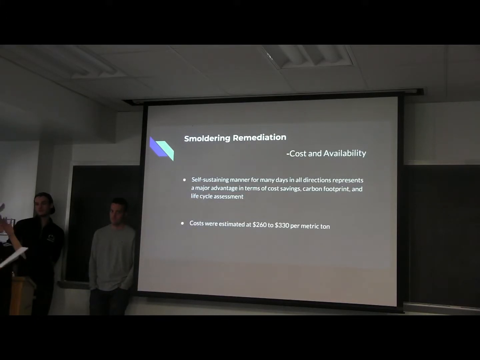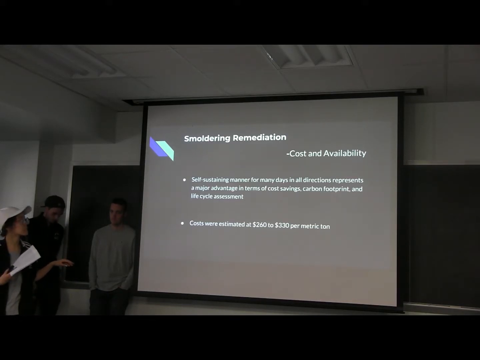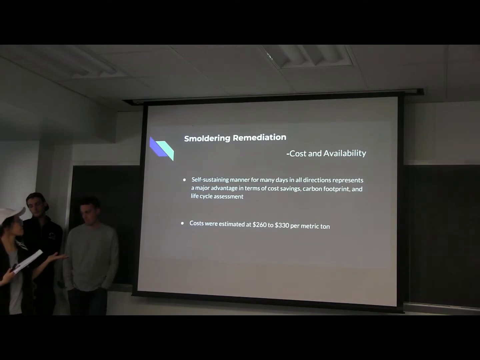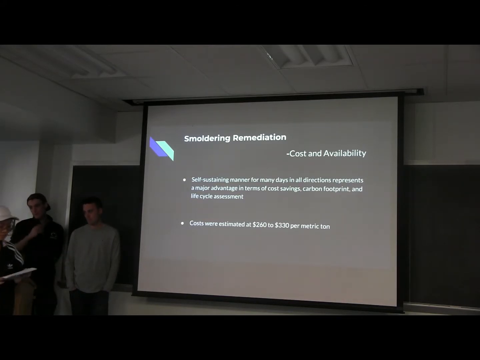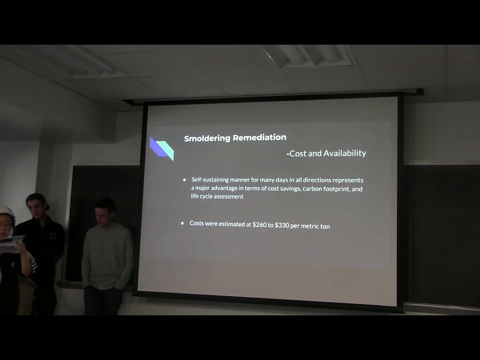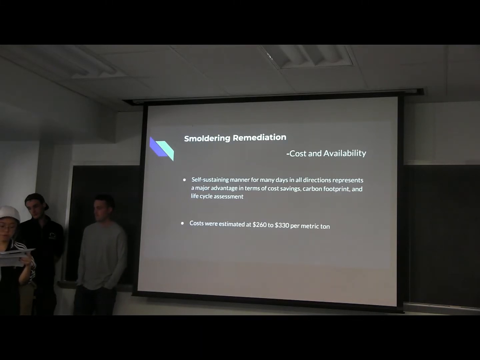And smoldering remediation is self-sustaining for many days in all directions, which represents a major advantage in terms of cost savings, carbon footprint, and life cycle assessment. And the costs were estimated at 260 to 330 per metric ton. Smoldering remediation has rapidly evolved from a new idea to a technology being commercially applied to contaminated soil, both ex situ and in situ.